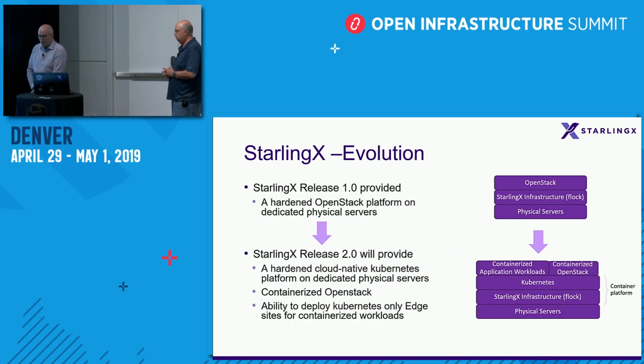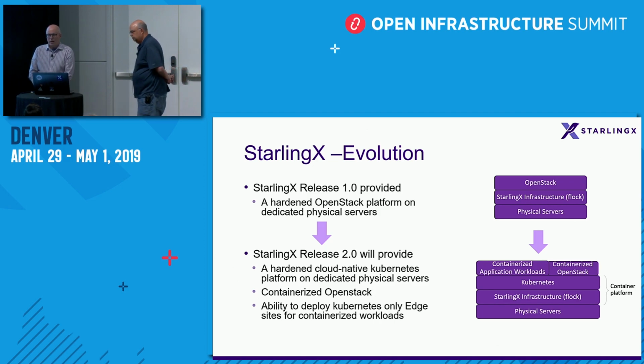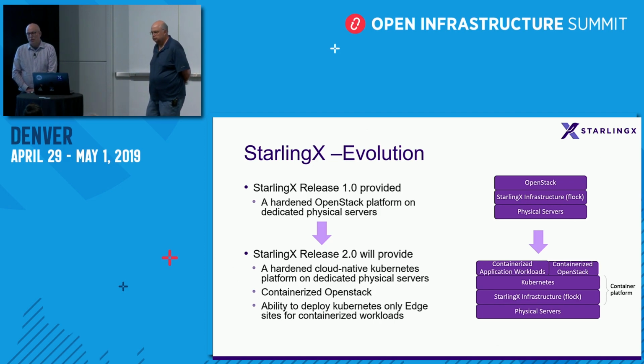Okay, so as Bruce touched on, in our initial release of StarlingX, we basically provided a hardened OpenStack platform that ran on bare metal servers. In release 2, we've done quite a significant evolution of the StarlingX platform. So now StarlingX is basically a cloud-native platform which runs a containerized OpenStack. And with this, we have the ability to deploy Kubernetes-only edge sites for containerized workloads.